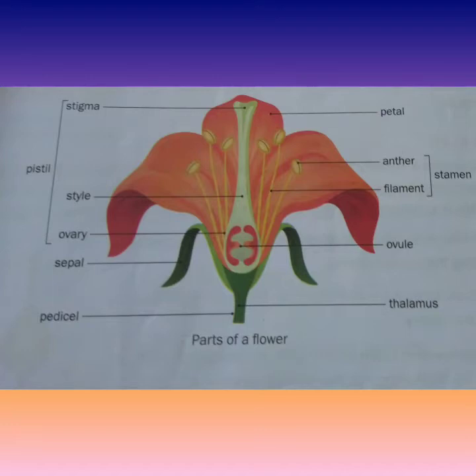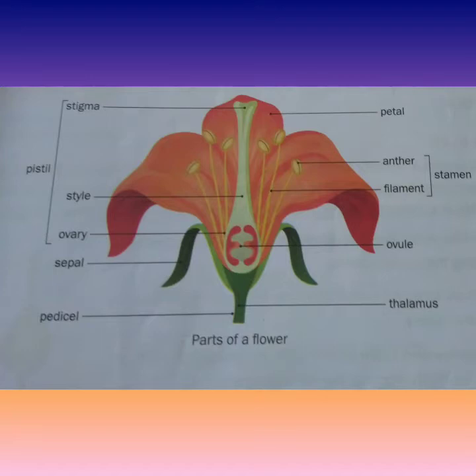First, calyx. The outermost whorl of a flower is called the calyx. It contains a set of green leaf-like structures called sepals. There may be 5 or more sepals in a flower. Then the second is corolla. Functions of the calyx: the main function of the sepals is to protect the flower in the bud stage. They can also prepare food for the plant.